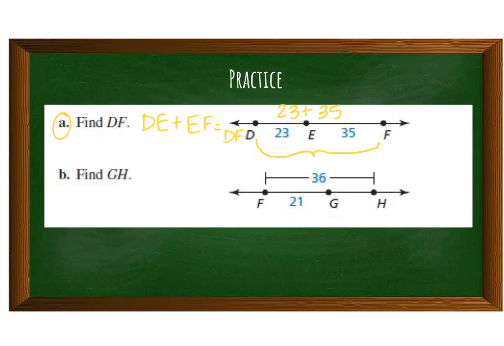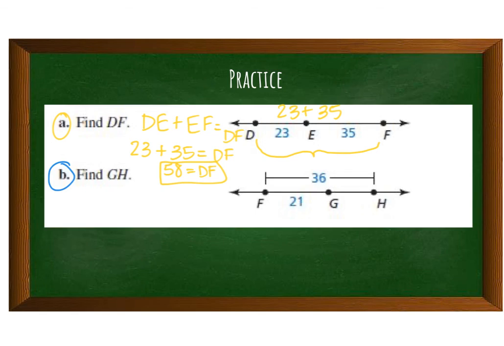And we know that DE is 23, so let's go ahead and plug that in. Plus, and then 35 was the distance between EF. So now we've got DF. So DF is equal to 58. Okay? All right, so now let's look at B.